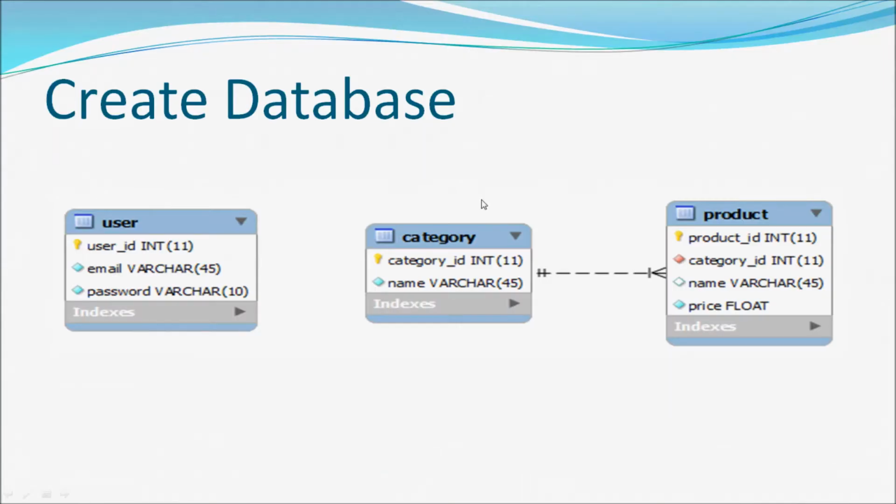Now I create the third table, product, with four fields: product ID, category ID, name, price. So you can see the relationship between category and product is one to many. A category can contain one or more products. You see.